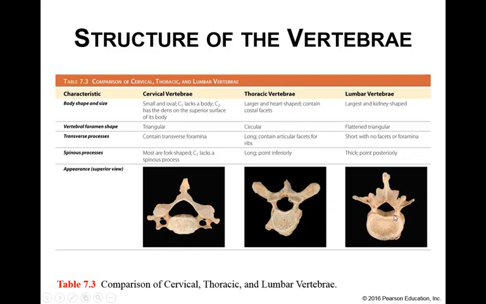And then you have the lumbar, which is really large. It's kind of kidney shaped, but the body is really, really big. The foramen is a triangular shape. The transverse processes are really short. It doesn't have any facets, and the spinous process is really thick and blunt, like it's almost a straight cut off. So when you put these side by side, you'll easily be able to tell the difference in the three.